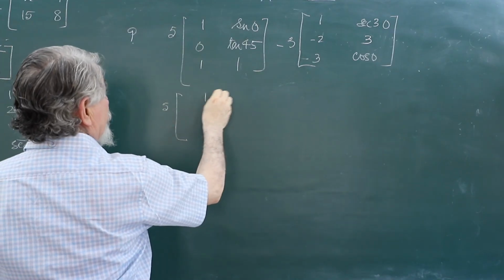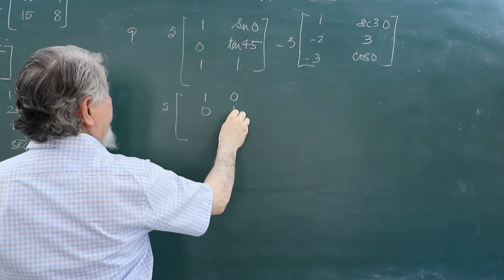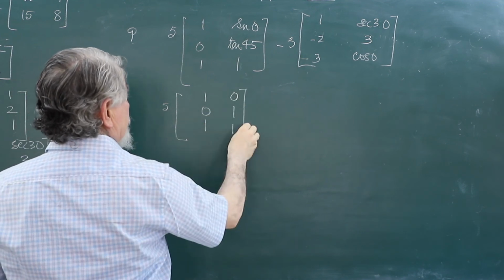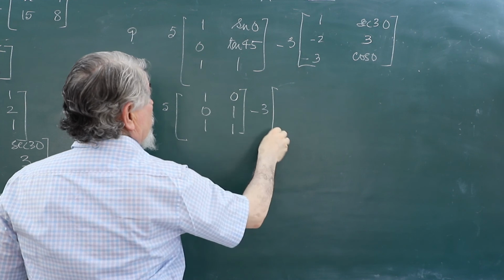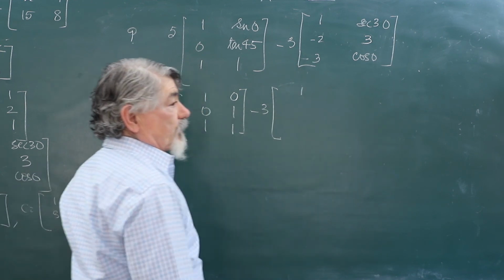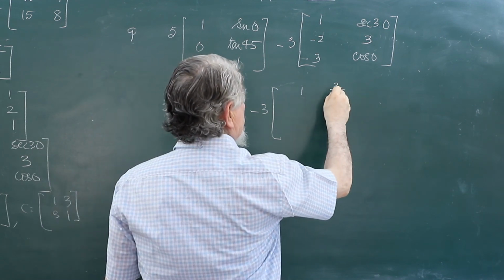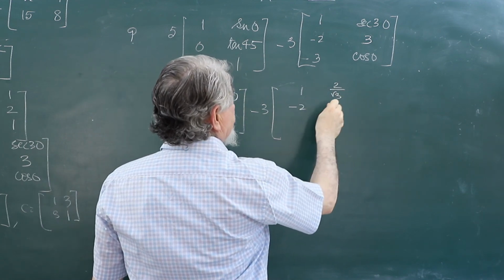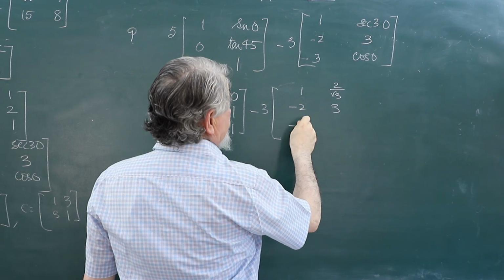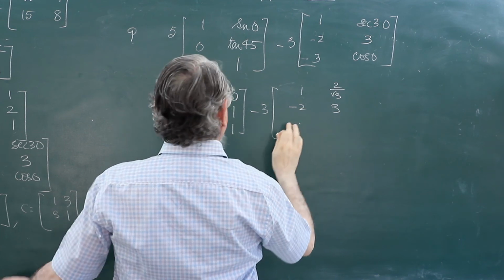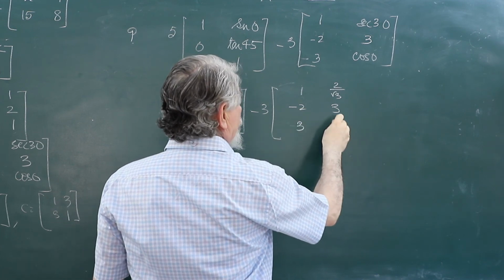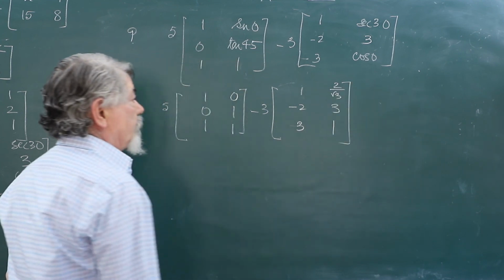Sine 0 is 0, tan 45 is 1, 1, 1. Minus 3, sec 30, opposite of cos 30. Cos 30 is root 3 by 2, so sec 30 is 2 by root 3. Minus 2, 3, and minus 3, 3. And cos 0 is 1. The value of cos 0 is 1.